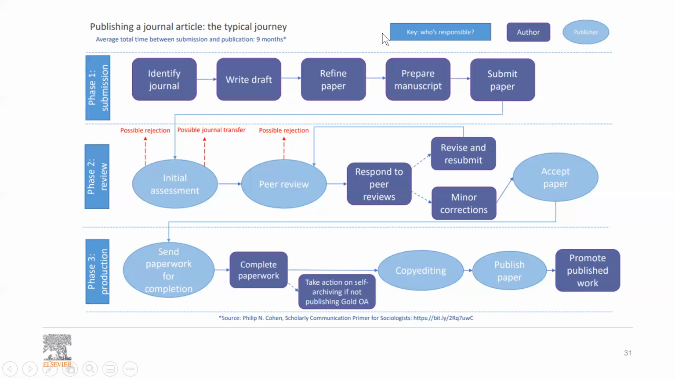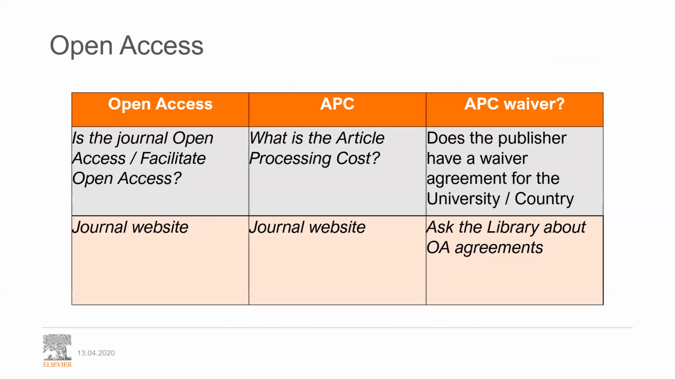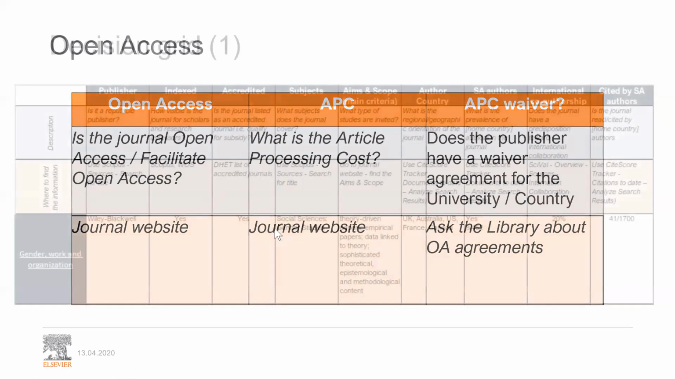So this is the whole process of peer review. I'm not going to go through this, but you can see for yourself that from submitting your paper to identifying the journal, and then sending it for review, the possible rejection, the whole process is a very long, drawn out, complex journey. Open access information is usually on the journal website. So I will show that when we get there.